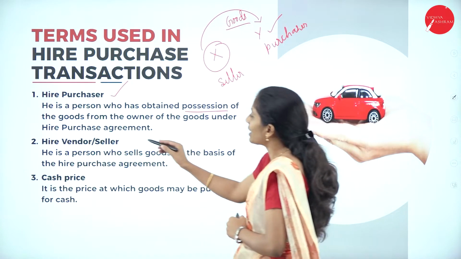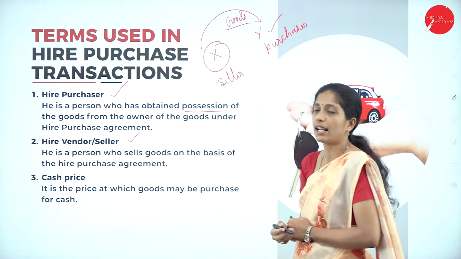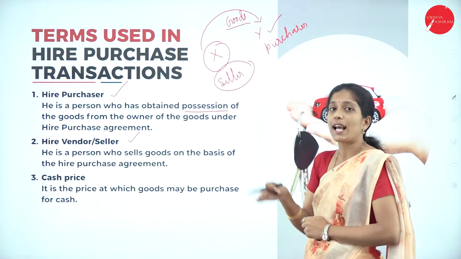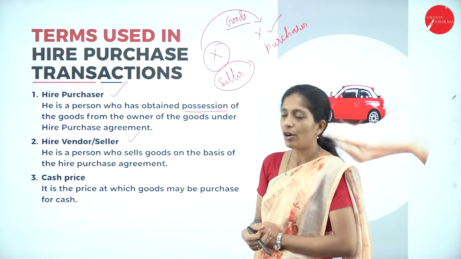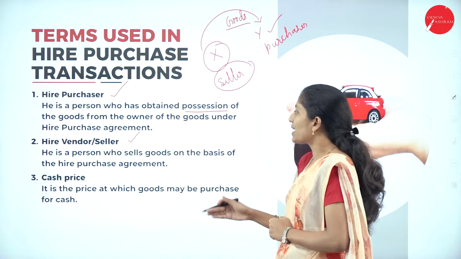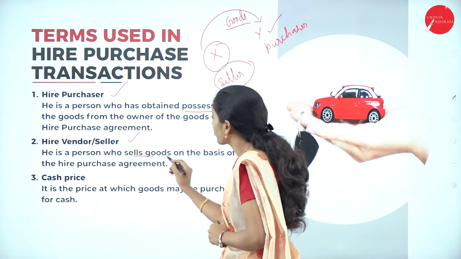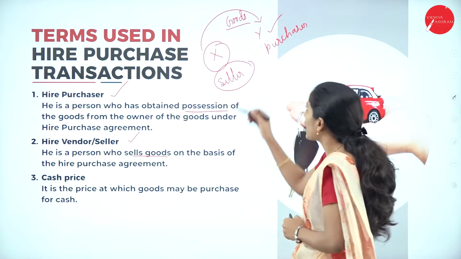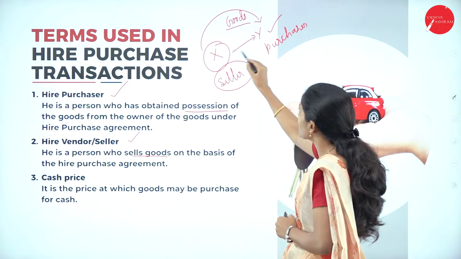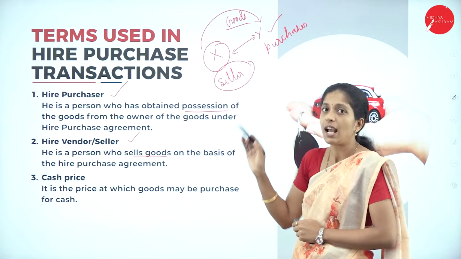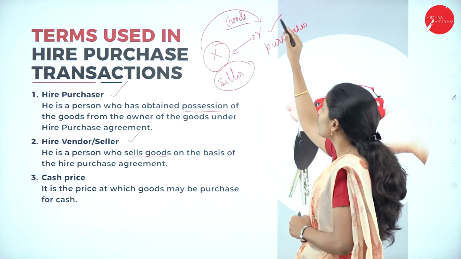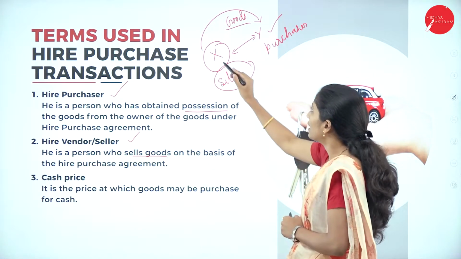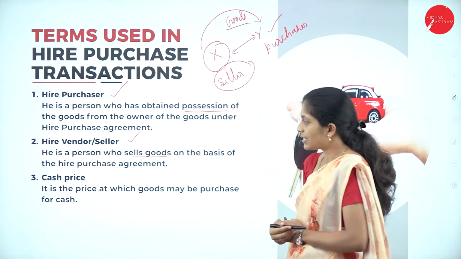Then who is a hire vendor or hire seller? The person who transfers the goods is known as a hire seller or hire vendor. He is a person who sells goods on the basis of a hire purchase agreement. The agreement between these two parties is known as a hire purchase agreement, and one who sells the goods under a hire purchase agreement is known as a hire seller. Here X is a hire seller.